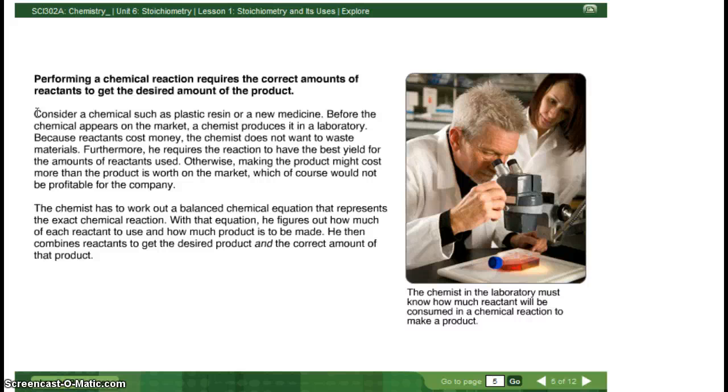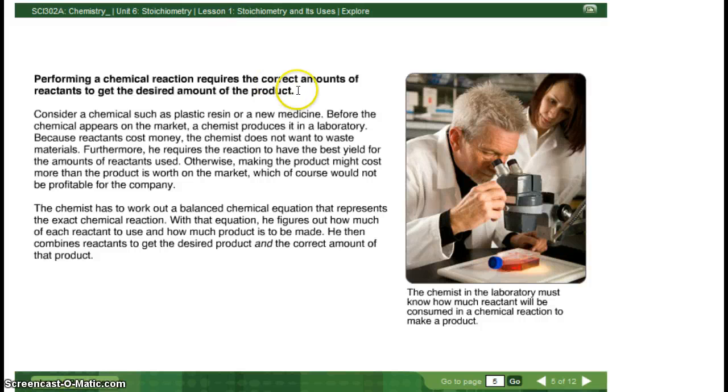The chemist has to work out a balanced chemical equation that represents the exact chemical reaction. With that equation, he figures out how much of a reactant to use and how much product is to be made. He then combines reactants to get the desired product and the correct amount of that product.